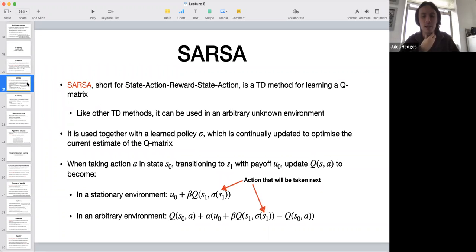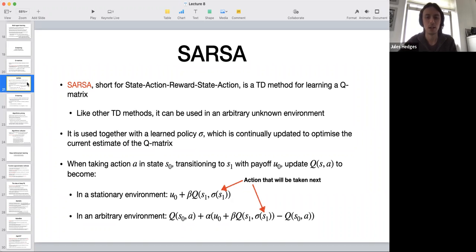Okay, probably the simplest method for learning a Q matrix is SARSA, which is an acronym that stands for State Action Reward State Action, named after the 5 pieces of data that it uses on every update step. This is a temporal difference method, but it learns a Q matrix rather than a value function. Like other temporal difference methods, it is appropriate for use in a potentially unknown environment. SARSA works together with learning a policy. So we need to continually update the Q matrix and the policy together.